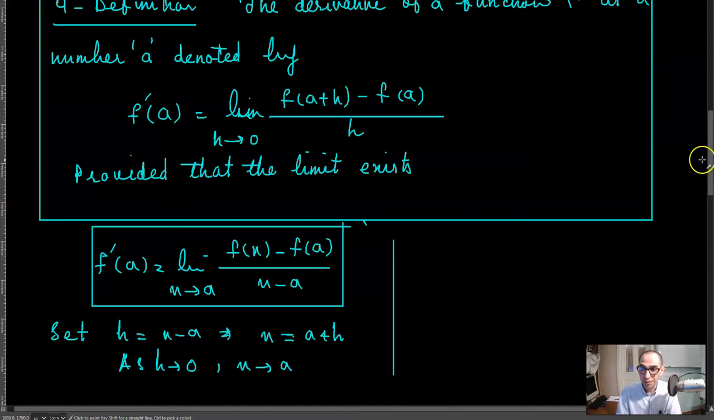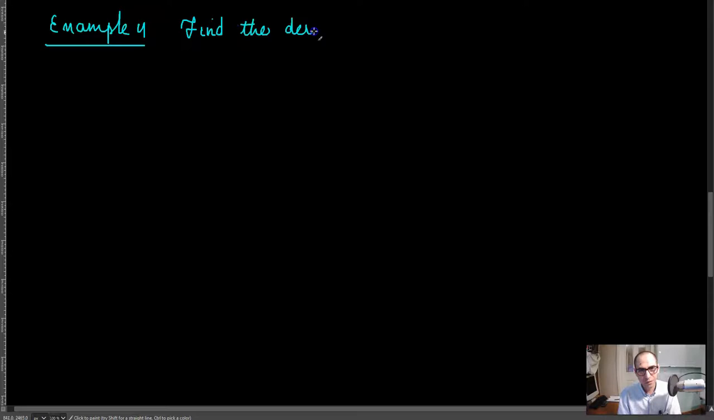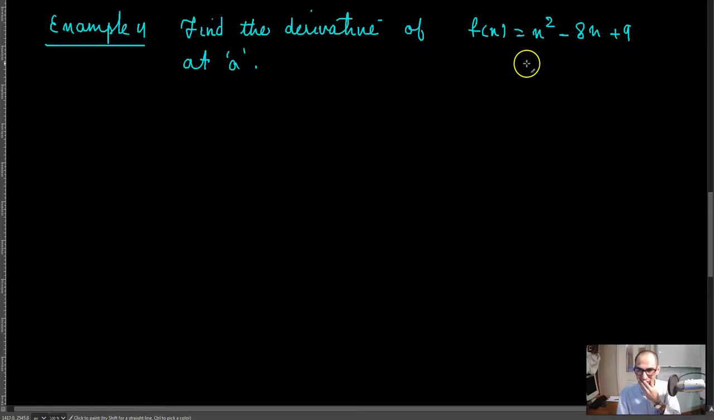Now let me show you an example here. This is example number four. Let's say that you want to find the derivative of f of x is equal to x squared minus 8x plus 9 at a, right? Meaning that you want to find the derivative of this function. How would you find that?